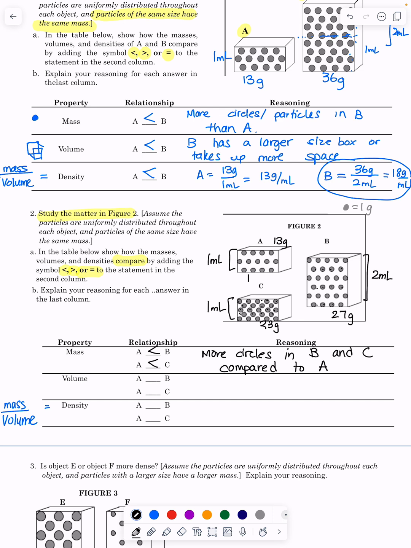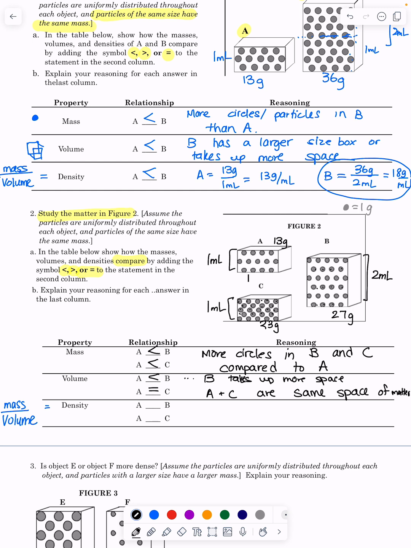So for the volume of A compared to B, again, B is larger. But look at A versus C now. Both A and C are the same volume. That's equal. They take up the same space. So for A and B, B takes up more space. But for A being equal to C, A and C are the same space of matter. That would be the explanation.